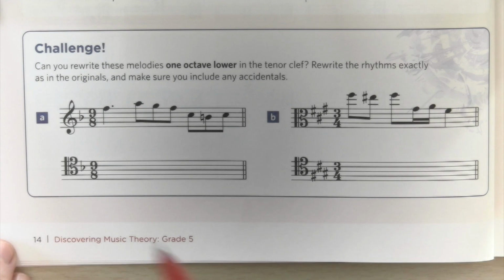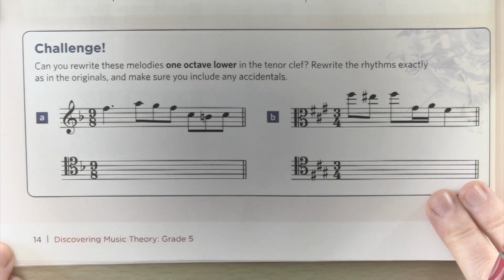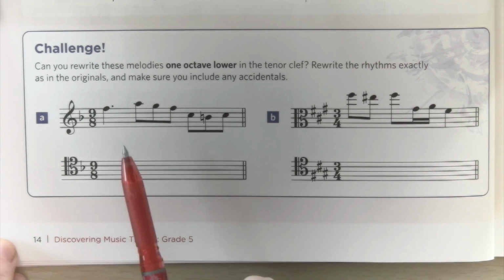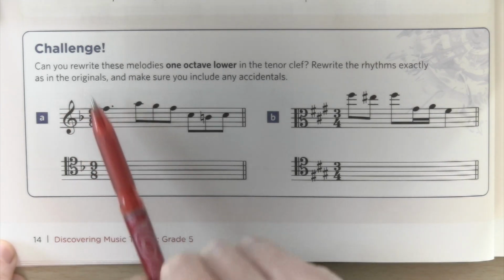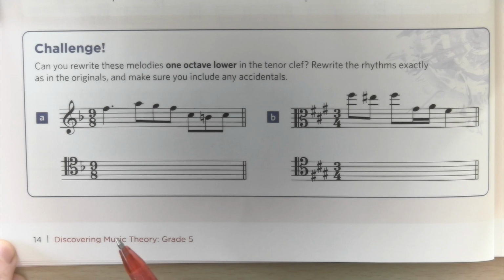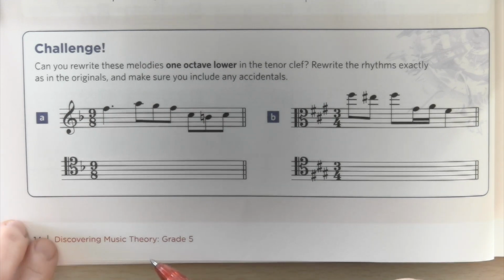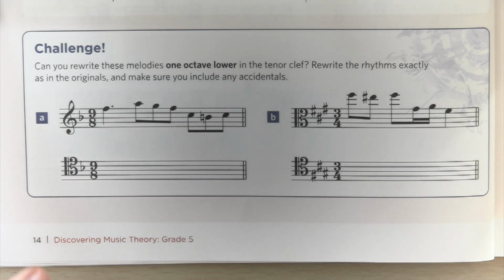I'm going to do this challenge here now because I have a very good tip for you. They ask us to rewrite a melody an octave lower in another clef. So it sounds the same, but just an octave lower. We must include everything because if it needs to sound the same, the rhythm should also be the same and the accidentals should be respected as well.